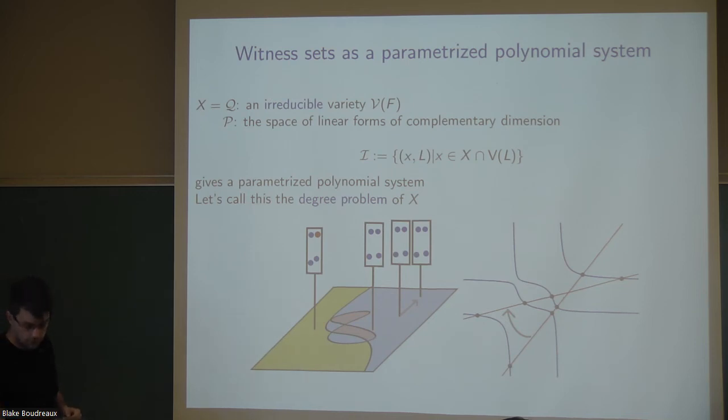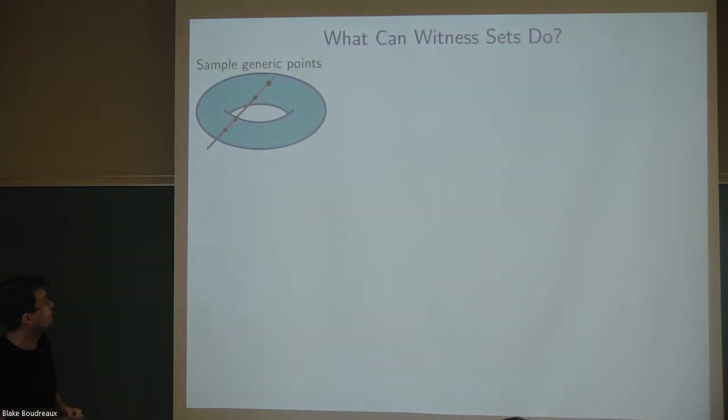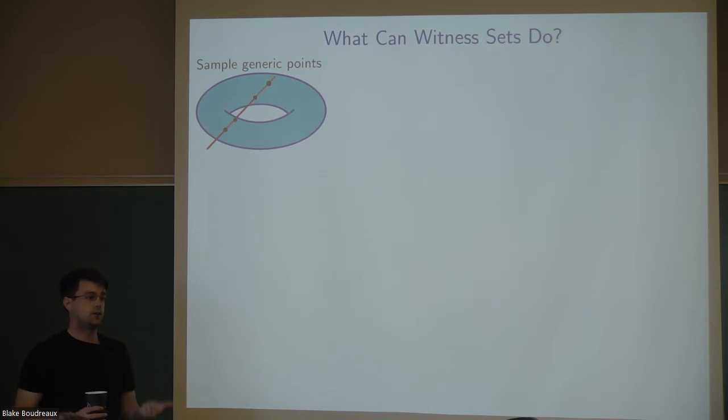So why is this helpful? Well, it's kind of the basis of what witness sets can do. So what does a witness set tell you? The first thing it tells you immediately is what is the dimension of the variety and what is the degree of the variety.